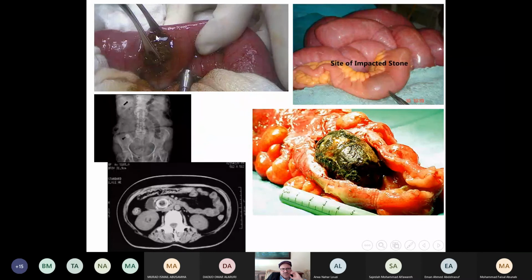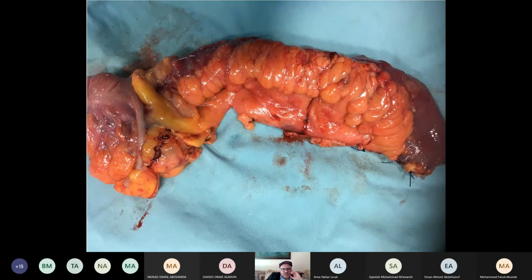And these are examples of a stone in the small intestine. And this is after it has been opened. This is how it appeared on a CT, and this is how it appeared on plain X-ray. It's a rare problem. So when you are asked about a small intestinal obstruction, don't mention these, or don't start with them at least. You have to start with the common ones.